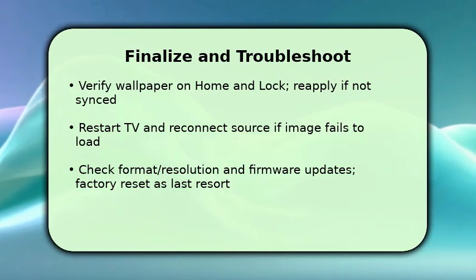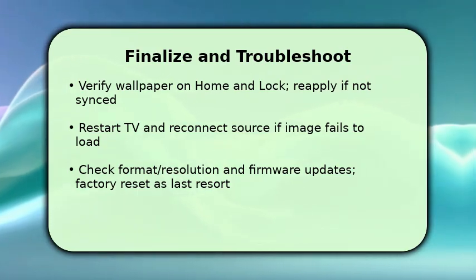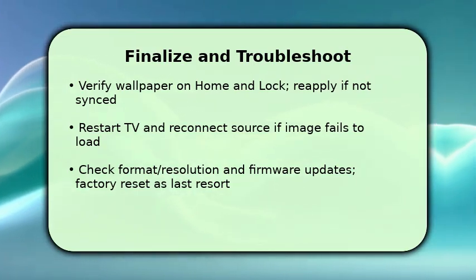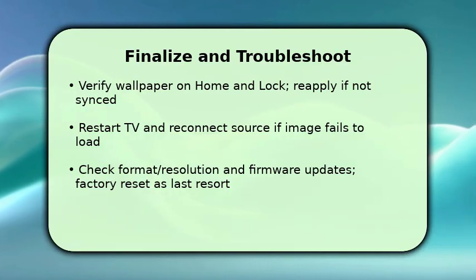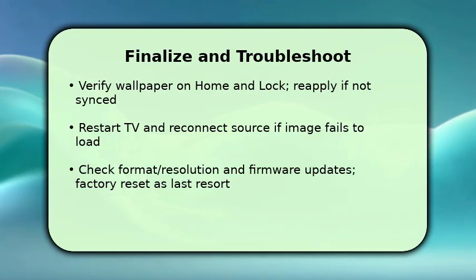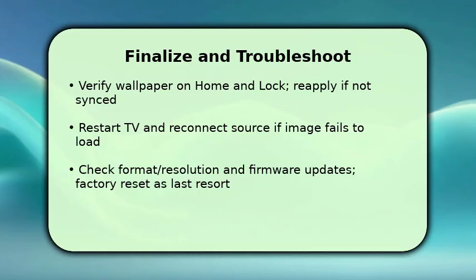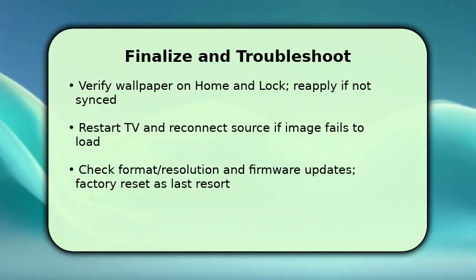If the image fails to load, restart the TV and reconnect the USB or reinitiate casting. Temporary glitches often resolve this way. If problems persist, confirm file format and resolution, match the TV's requirements, and install any firmware updates. Only consider a factory reset as a final step.